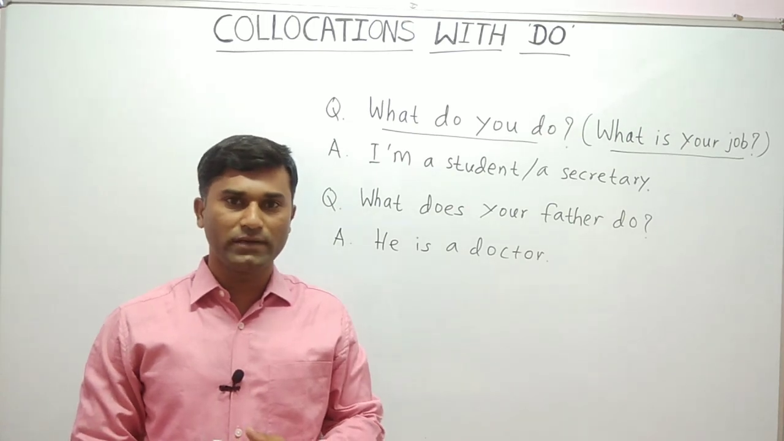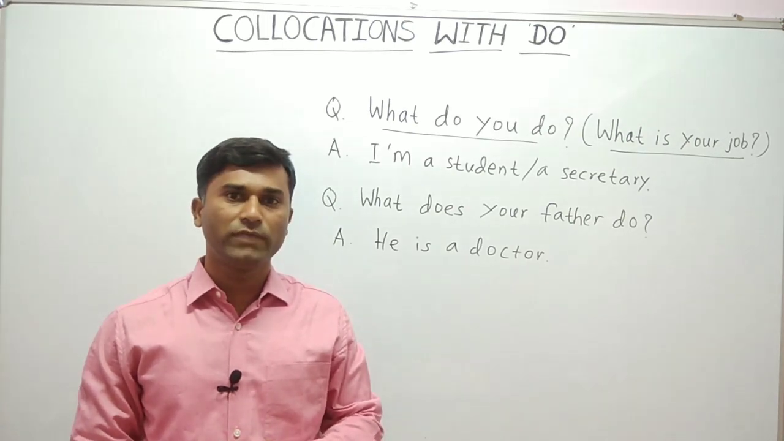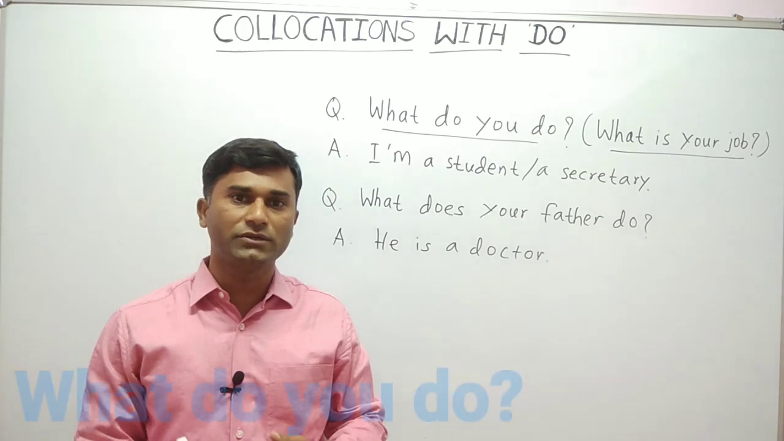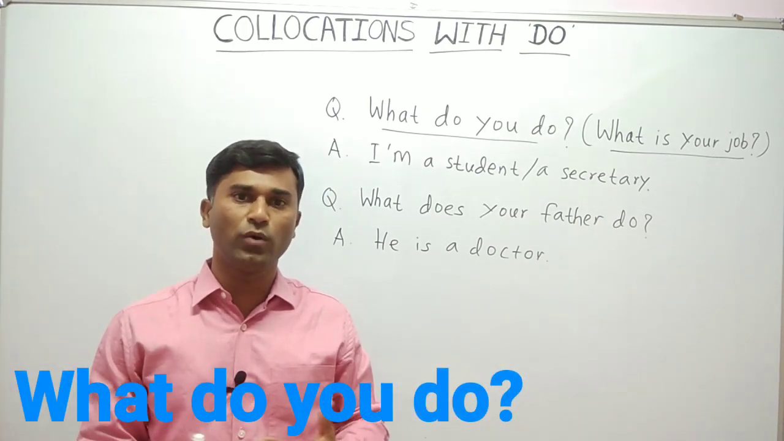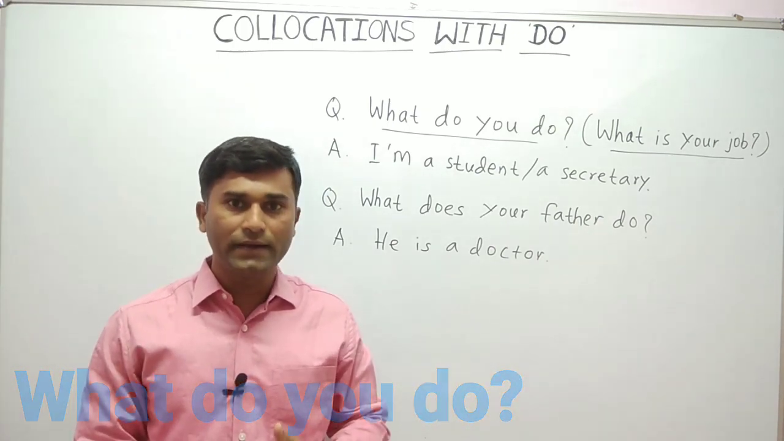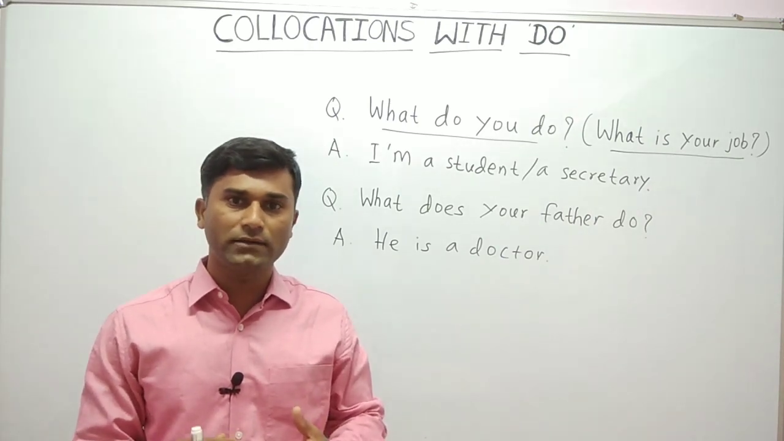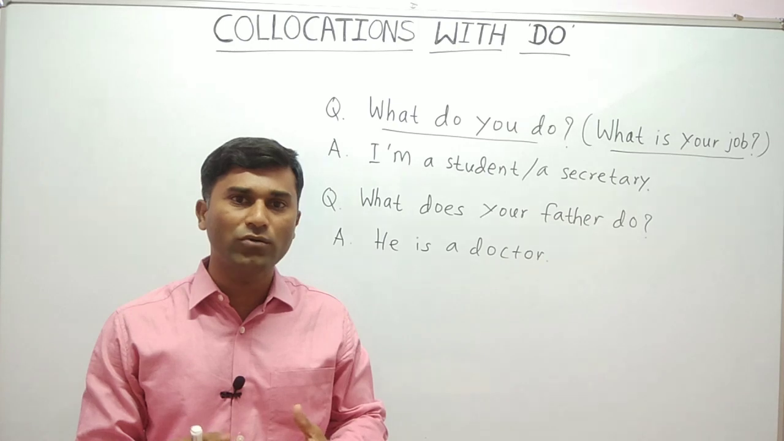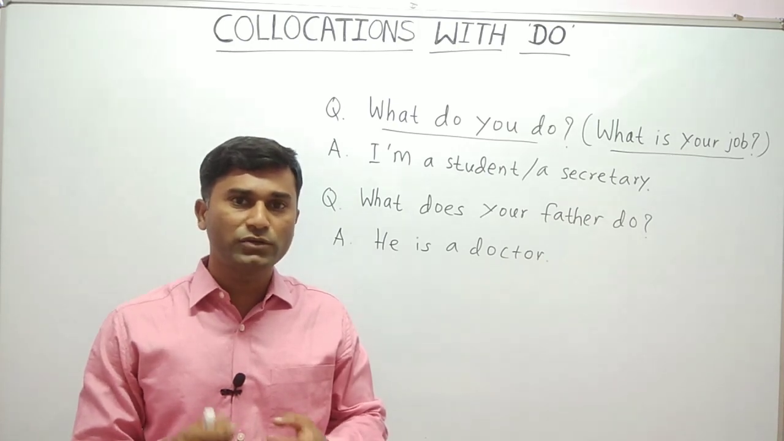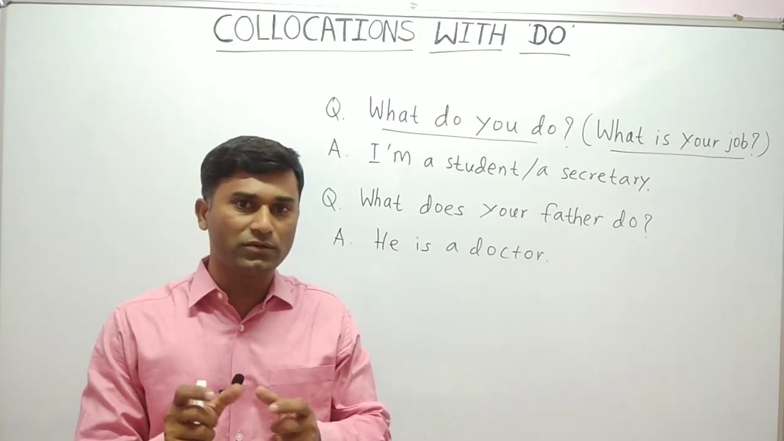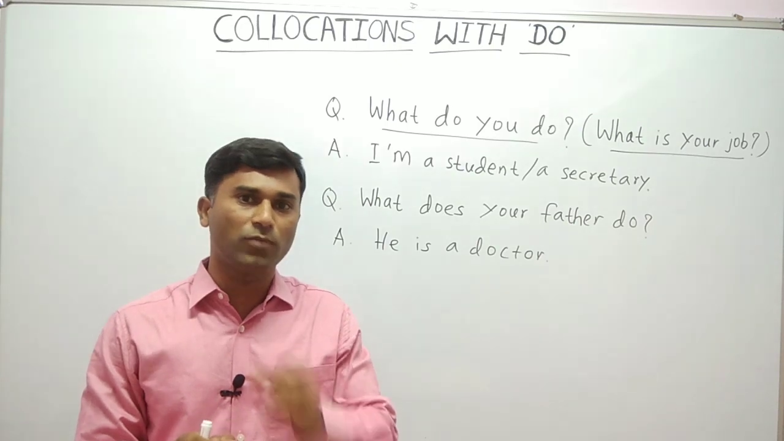There is one more expression with do. When we meet somebody and we introduce ourselves and we want to know about that person, and we don't know about that person's job or occupation, at that time we ask questions. So how should that be asked? We should always use do in order to know that person's job or occupation.